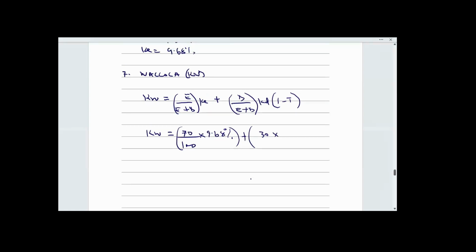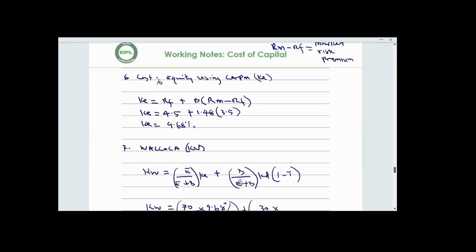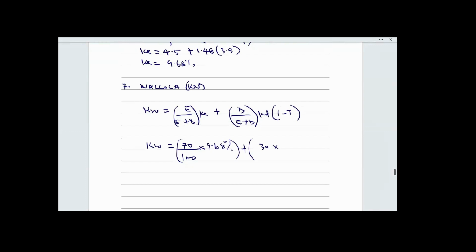After-tax cost of debt. We go back to the question. You are told that Columbia PLC can borrow at 2.5% above the risk-free rate. The risk-free rate of return is 4.5. 2.5% above 4.5 is 7%. Cost of debt is 7%. So here will be 7%. After tax, tax is 40%, so you are supposed to account for 60%. Total value is 100. All right.